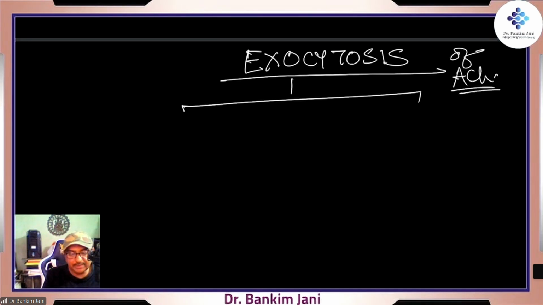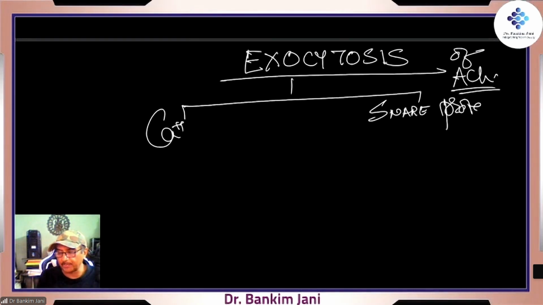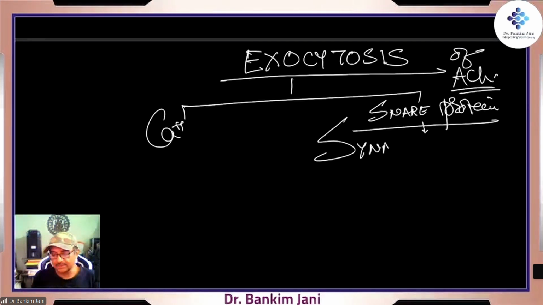So two things are needed. One, we said the calcium is needed, and second, there are specific proteins which are needed, called SNARE proteins. To be very specific, we require a protein called synaptobrevin. This protein is needed.